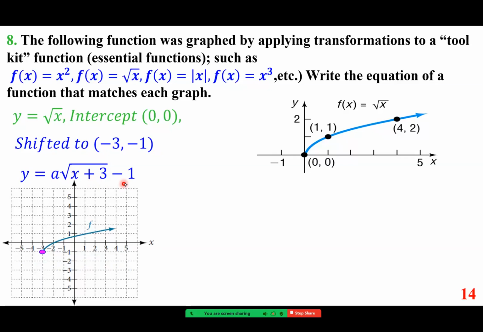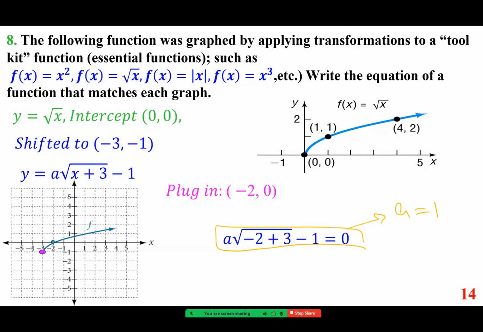And now you pick an easy point to plug in and find the value of a. For example, you should clearly see this point has coordinates negative 2, 0. So if I replace the x with negative 2, this should become 0. I can calculate the a. So when we plug in negative 2 and 3, they add up to 1. And it comes out as 1. A minus 1 is 0, therefore a must be 1. This means a must be 1. So y or f of x equals square root of x plus 3 minus 1.